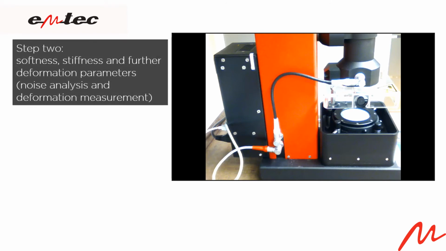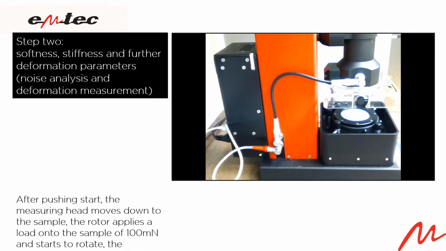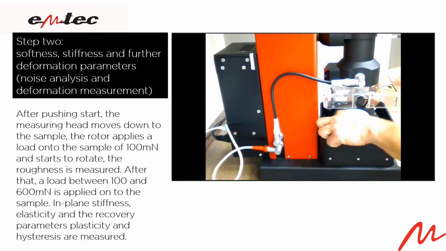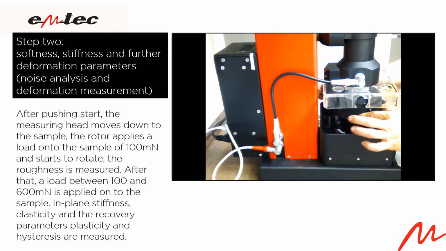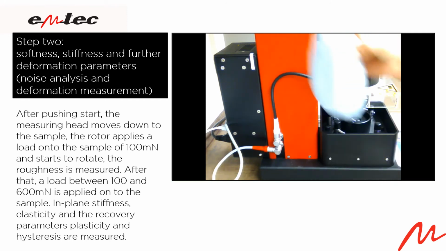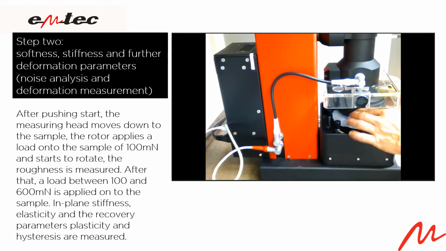The second step is the measurement of the softness, the stiffness, and further deformation parameters, again by a noise analysis and a deformation measurement. After the roughness measurement, the sample and the plastic film have to be removed from the device, and the same piece of material which has been tested for roughness has to be fixed again in the device, but without plastic film.